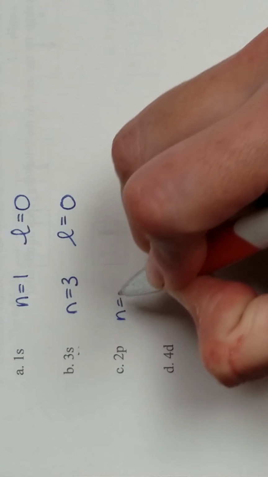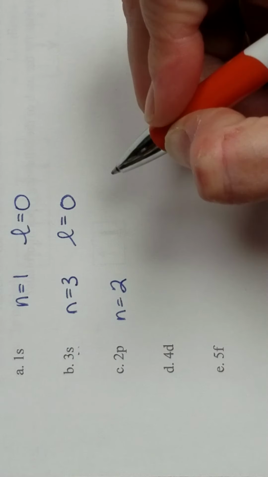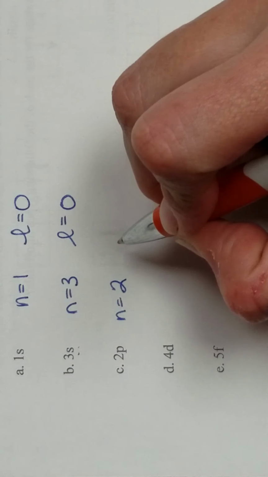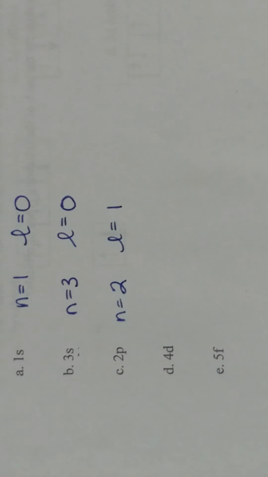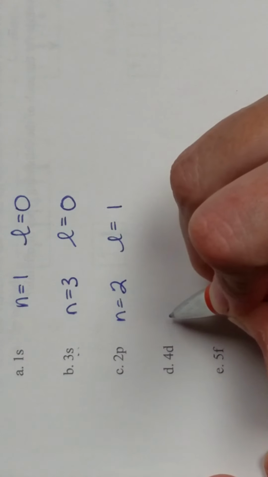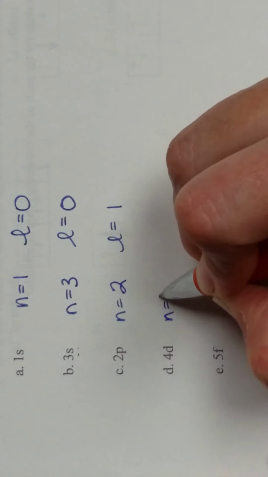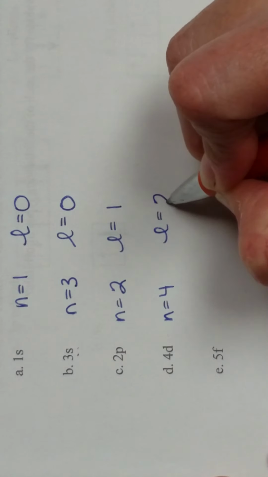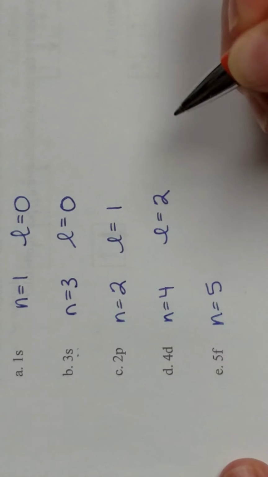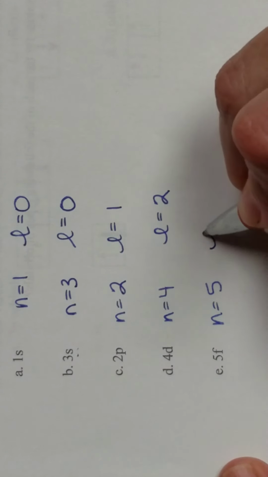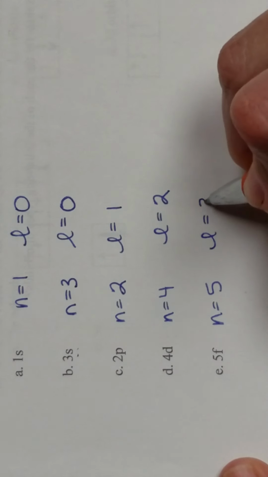For C, n is going to equal 2 because that's the number we see there. And this time we have P, so L is going to equal 1. And then in part D, we have n equal to 4, L equal to 2. And then we move up 1 on E, n equal to 5, and this time L is equal to 3.